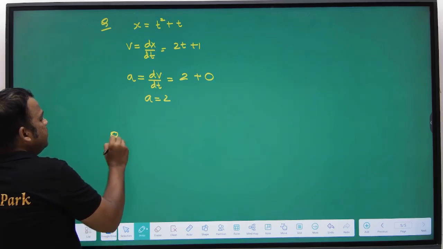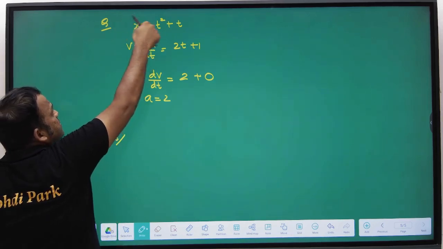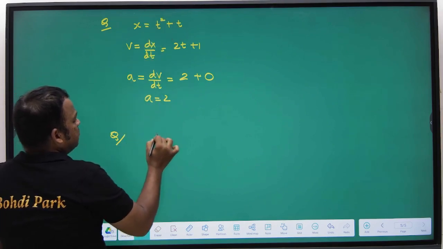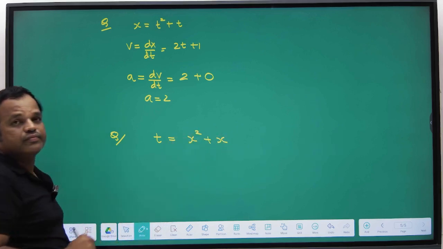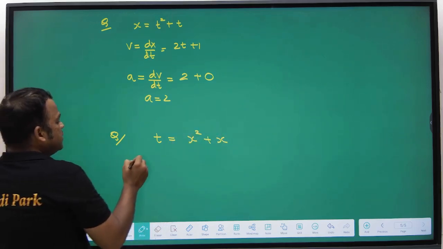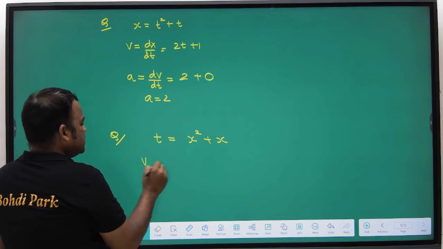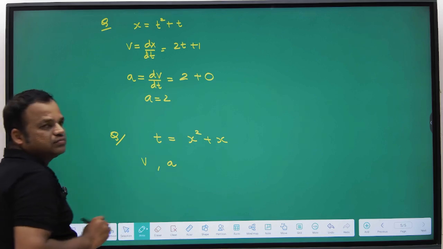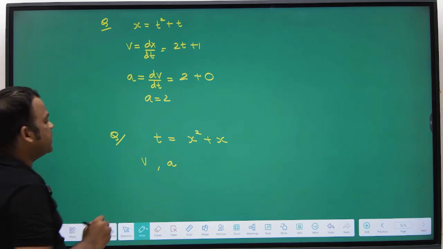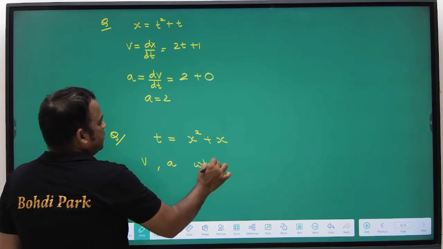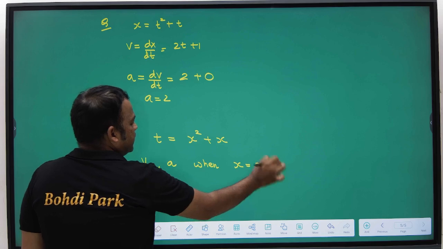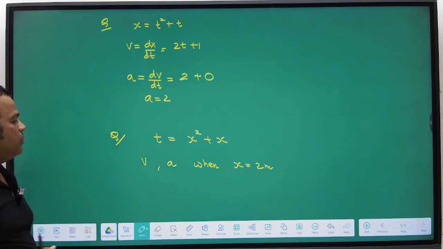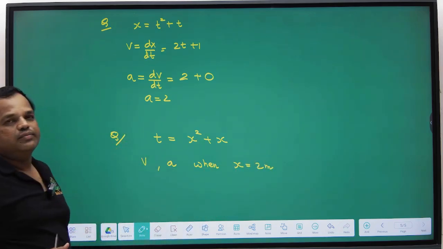Why am I giving this question? Now slightly I will change this. Instead of x is equal to t square plus t, I am writing t is equal to x square plus x. And what is the question? I am asking velocity and acceleration. Find velocity and acceleration when x is equal to, say, 2 meter. At x is equal to 2 meter, what is velocity and acceleration?